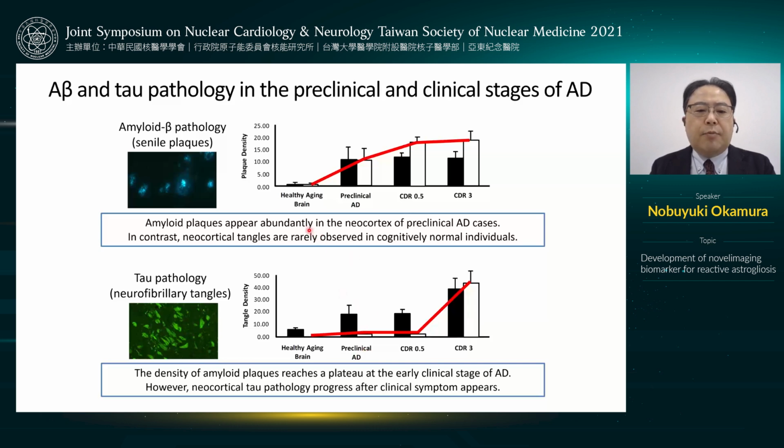The density of amyloid plaques reaches a plateau at the early clinical stages of AD. However, the neocortical tau pathology progresses after clinical symptoms appear. Therefore, tau PET is considered to be more useful for tracking disease progression and for assessing disease severity after dementia symptoms appear.